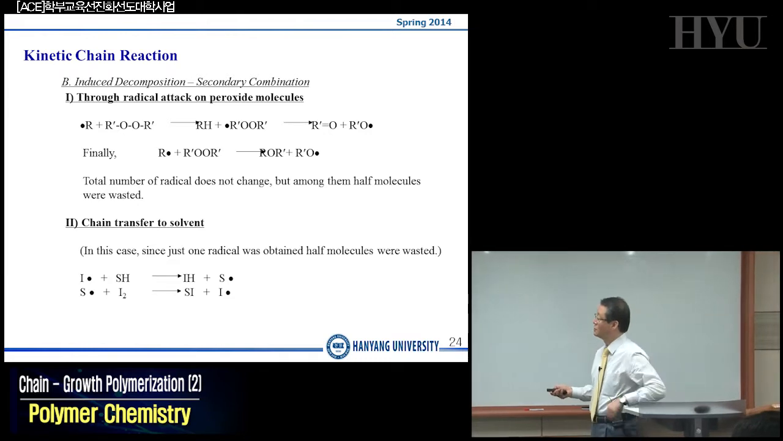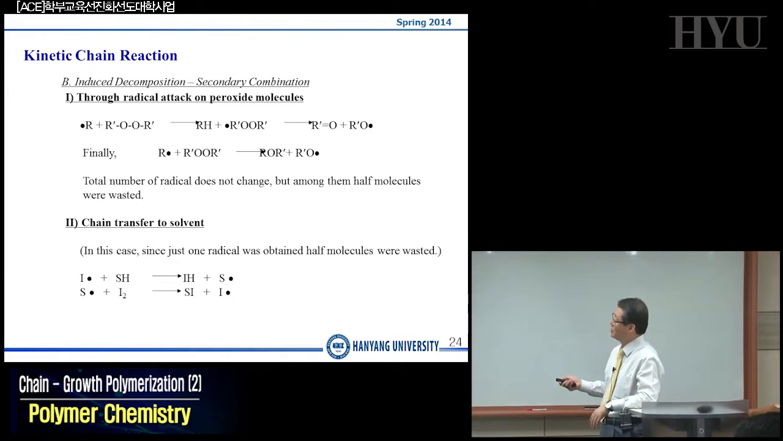And third reason, another possibility of induced decomposition is that you may have a chain transfer to the solvent. If I have I dot, it will attack the solvent, which contains the active hydrogen, and forms this dead species. And this dead species, as a solvent radical, may attack this I2, and will become only I dot. So you lose the efficiency of your initiator, with the same analogy as the previous case.